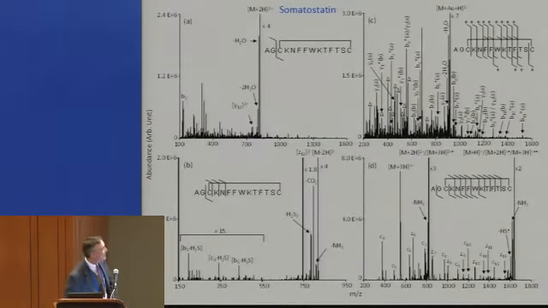Okay, then moving to metals, and again, going with this ion type theme. Here's an example of somatostatin. Somatostatin is a cyclic peptide with a disulfide bond right here that's really difficult to characterize by CID. This is the CID MS/MS spectrum of somatostatin. And really, the only clearly identifiable peak that you get here is this cleavage outside the disulfide bond. So that's a little bit problematic.